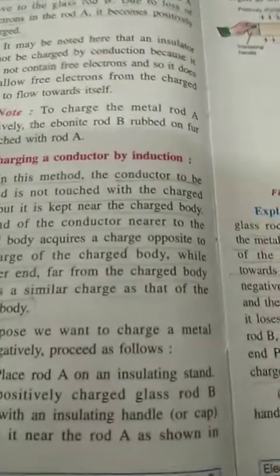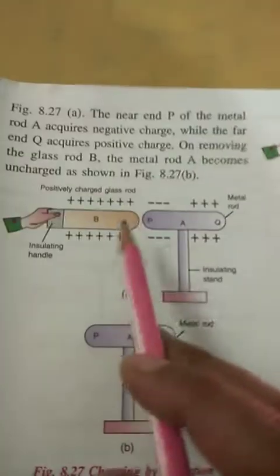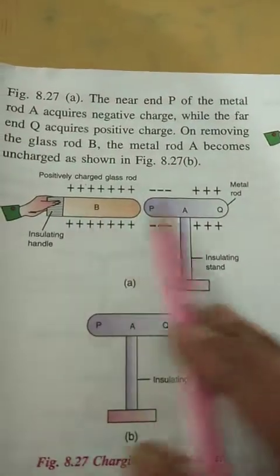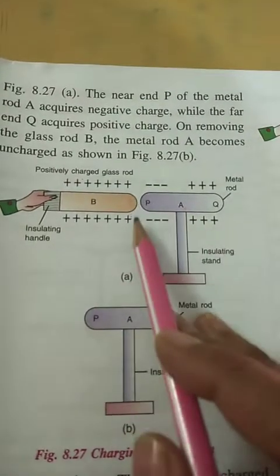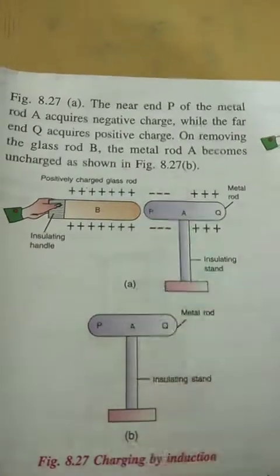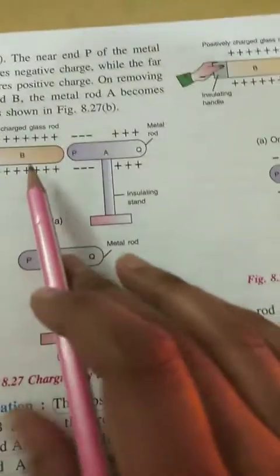Now coming to the induction part. The induction part is quite different from the conduction part. In induction, we do not touch the bodies together. We just bring two bodies very close, but we do not touch them. In conduction we were touching the bodies, but in induction we don't touch.